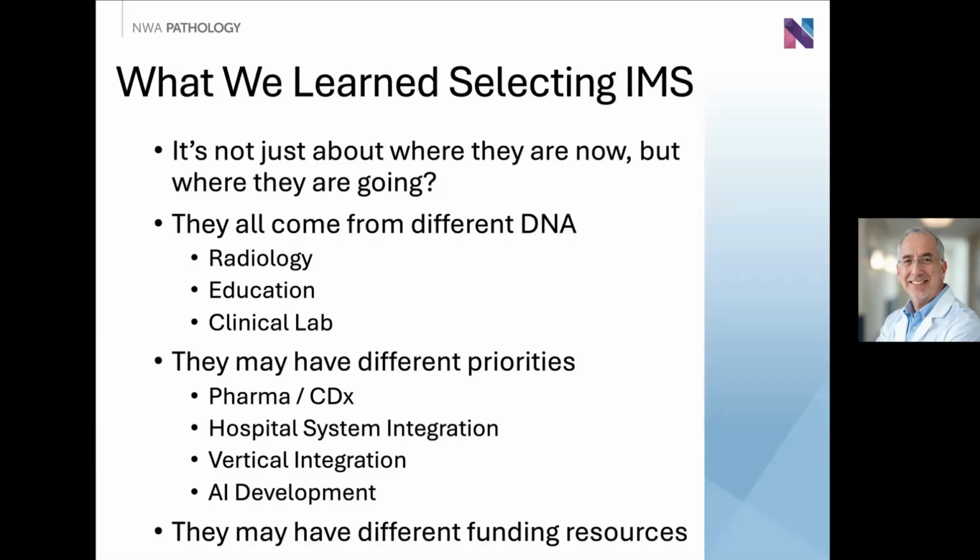Our overall conclusion was that it is essential to understand each company's background, motivations, and strategic priorities, and to determine whether they were aligned with our own goals as a pathology practice. For us, it was a high priority to choose an IMS vendor that was both well-funded and guided by a roadmap that matched our organization's priorities.